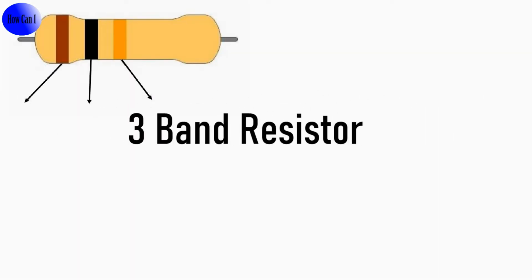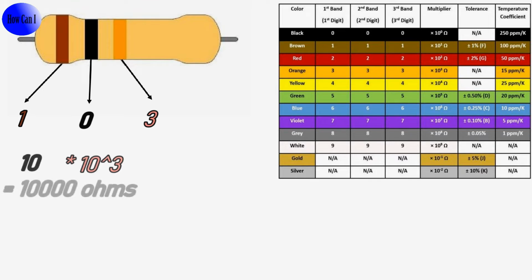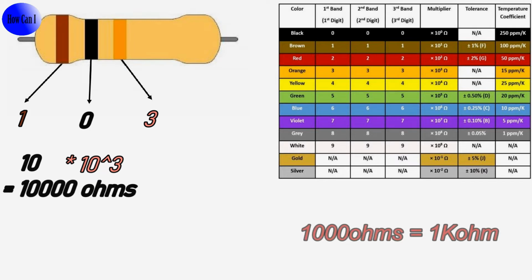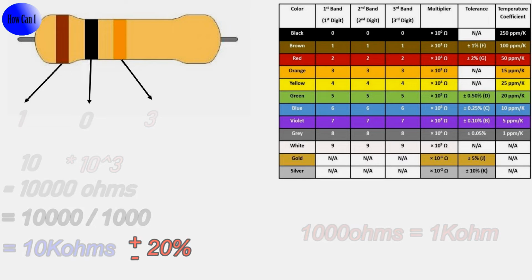First, we talk about 3 band resistor. First color is brown. Second color is black. Third color is orange, and it's called the multiplier. 10,000 ohms. And 1,000 ohms equals 1 kilo ohms. Divide by 1,000. And resistor value is 10 kilo ohms. So 3 band resistor has no fourth tolerance band. The default tolerance is taken to be at plus or minus 20%.